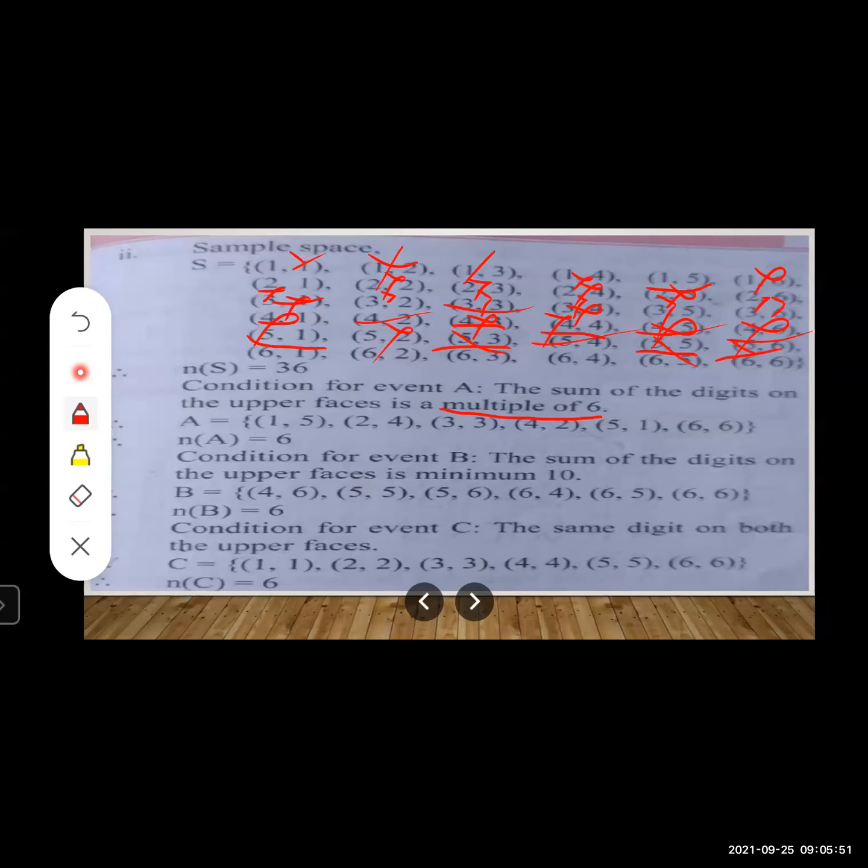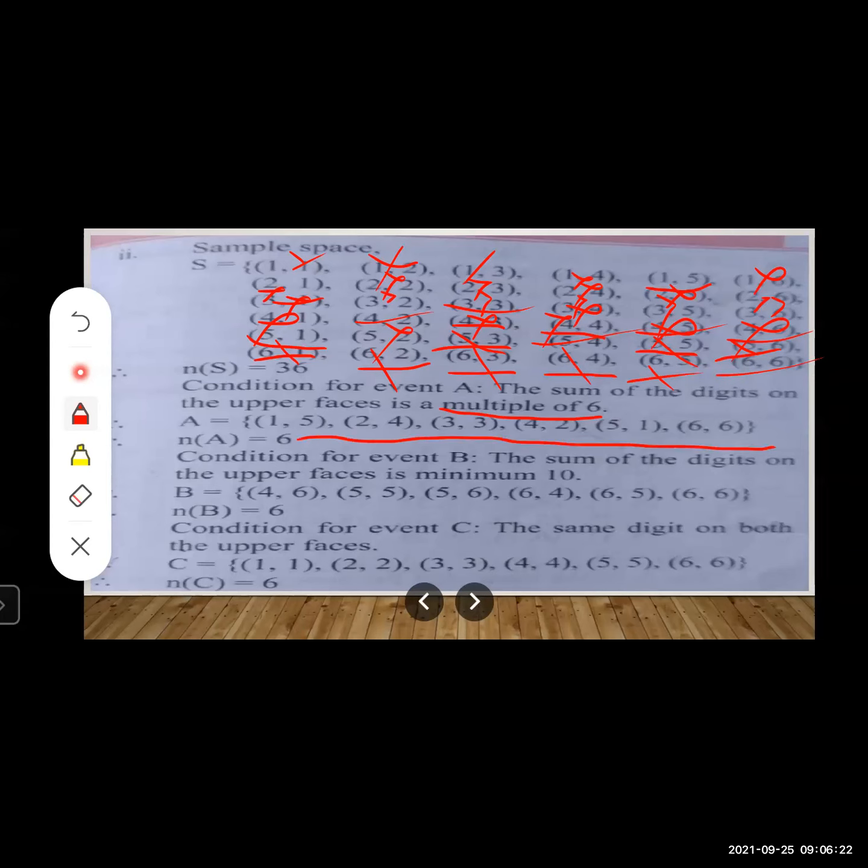Now if you see 6 plus 1 is 7, 6 plus 2 is 8, 6 plus 3 is 9, 6 plus 4 is 10, 6 plus 5 is 11. None of these are multiples of 6. Now just concentrate on the last one: 6 plus 6 is 12, and yes, this is there in the table of 6. So these favorable outcomes you have to write in the event A.